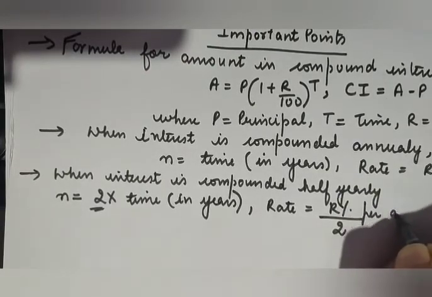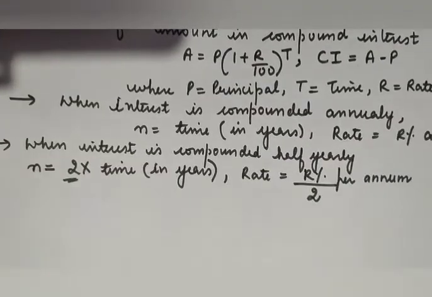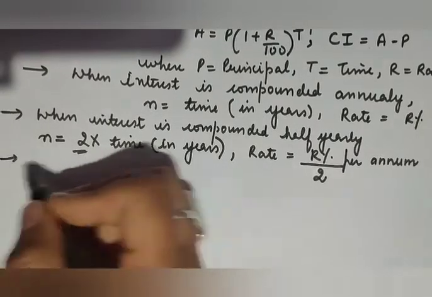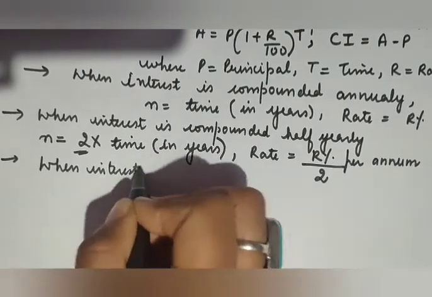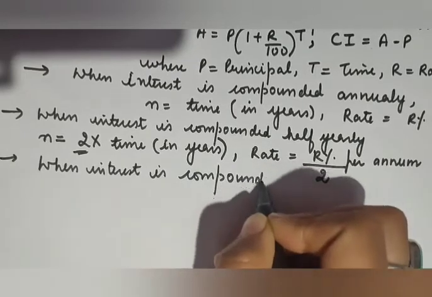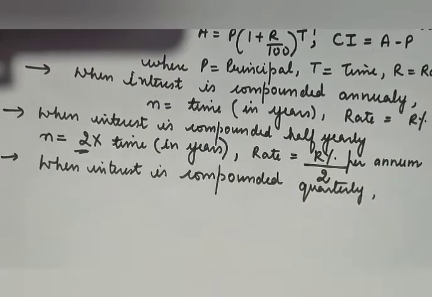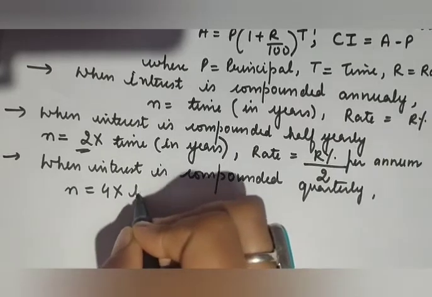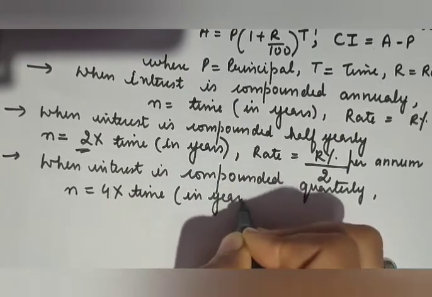Why are we doing this? Because here you have to calculate your rate for 6 months, and your time for 6 months also. And one more thing, when interest is compounded quarterly, students, I hope you all know that there are 4 quarters in a year, so we can say that n is equal to 4 into time in years.